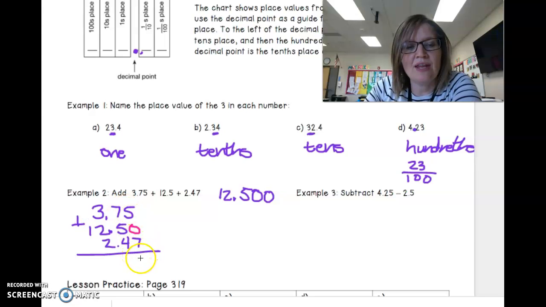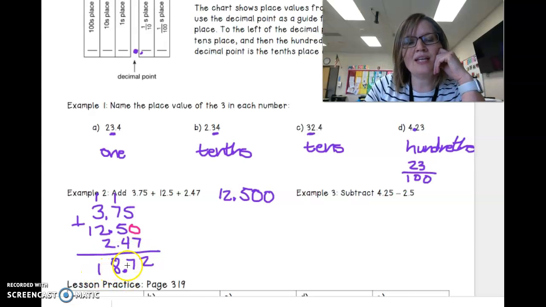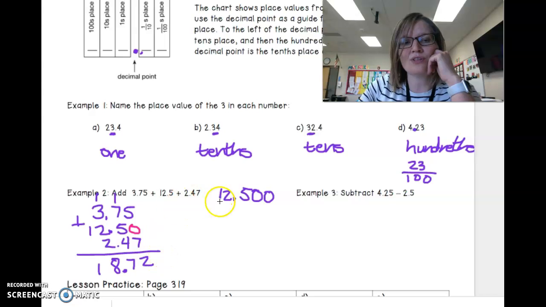5 plus 7 is 12. Carry the 1. 5 plus 4 is 9. Plus 1 is 10. Plus 7 is 17. Carry our 1. 2 plus 2 is 4. Plus 3 is 7. Plus 1 is 8. And 1 plus nothing is 1. And we keep our decimal lined up, so we put our decimal point. And our answer for this is 18 and 72 hundredths.